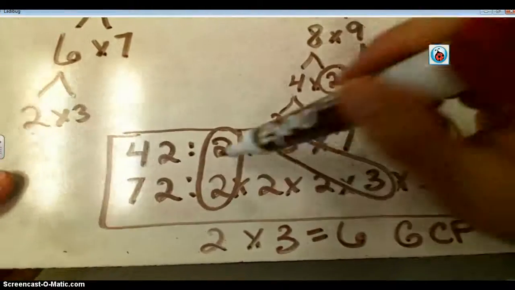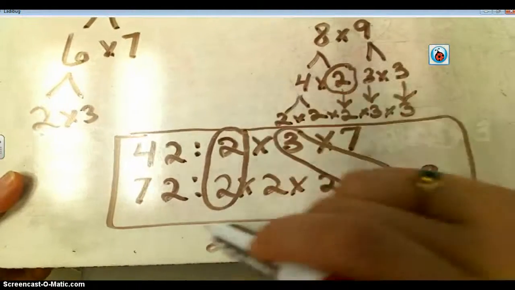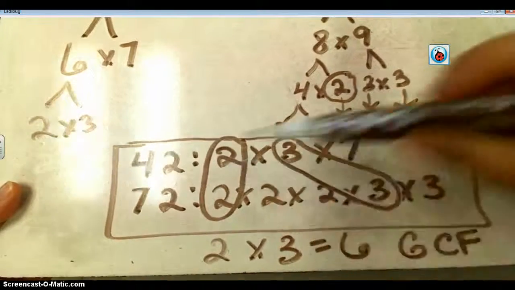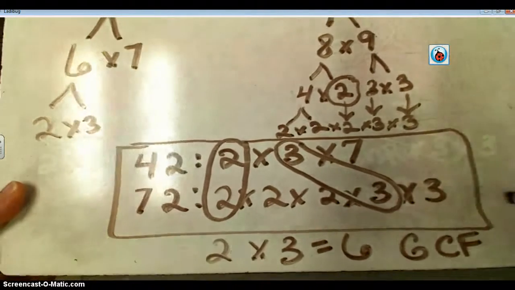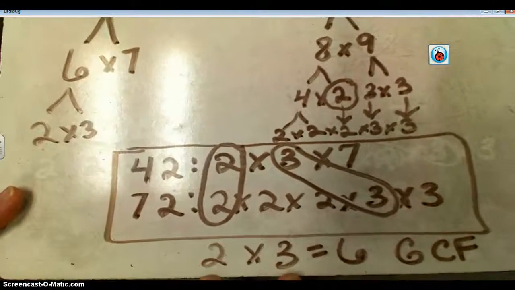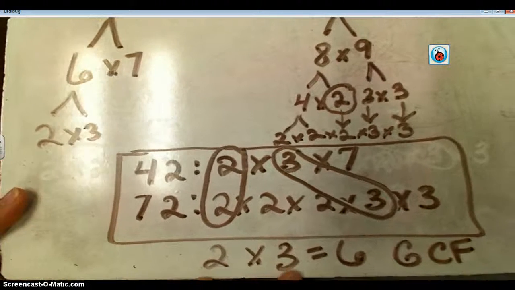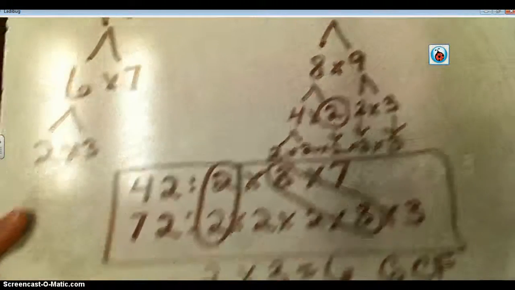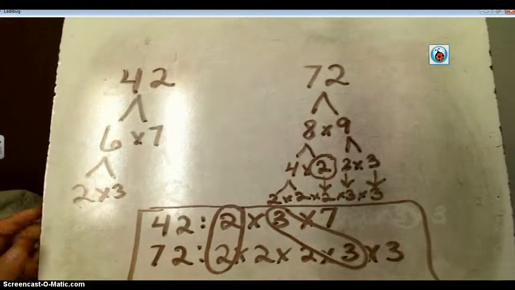6. So you have 2 as a common factor, and 3 as a common factor. So you're multiplying those 2 common factors. Okay? Does that make sense, or does anyone have questions? Okay. We're going to do another one.